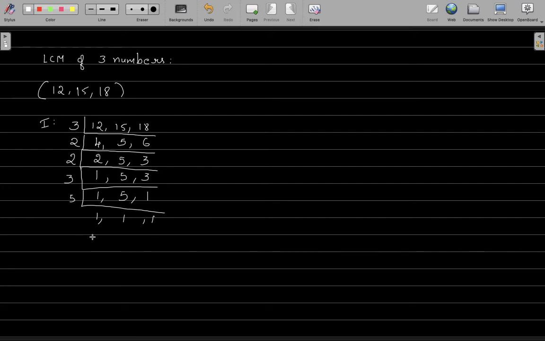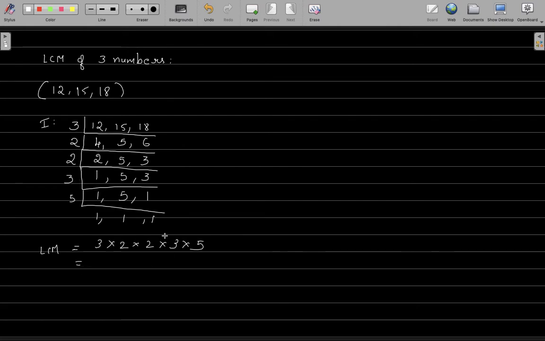So now that you have got 1, 1, 1 as the last set of numbers, you can stop this procedure here and you can say LCM of these three numbers 12, 15, 18 will be the product of the prime factors that you have obtained to the left hand side. That is 3 times 2 times 2 times 3 times 5. The product of these numbers.